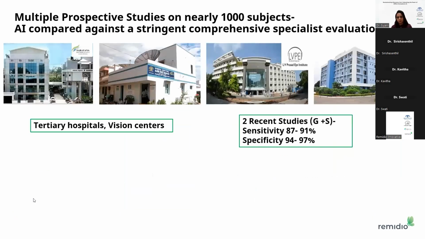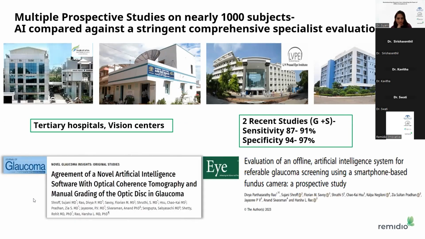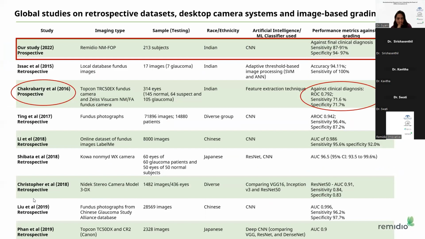Prior to deployment of this AI, it has been validated in multiple prospective studies on now more than 1,000 subjects across different institutes, both within the tertiary hospital and vision centers at Narayana Nethralaya, Arvind, and LVP. The AI has been compared, even though challenged with fundus images alone, against stringent comprehensive specialist evaluation. Our first study that was done in Narayana Nethralaya has already been published in both Journal of Glaucoma and Nature Eye. The two recent studies have also shown promising results with sensitivity of between 87 to 91% and specificity of 94 to 97%.